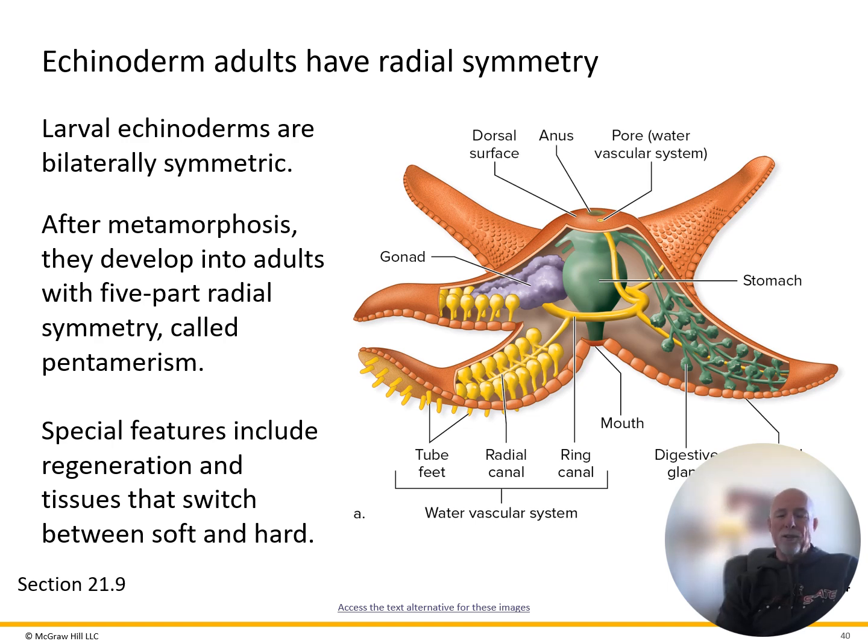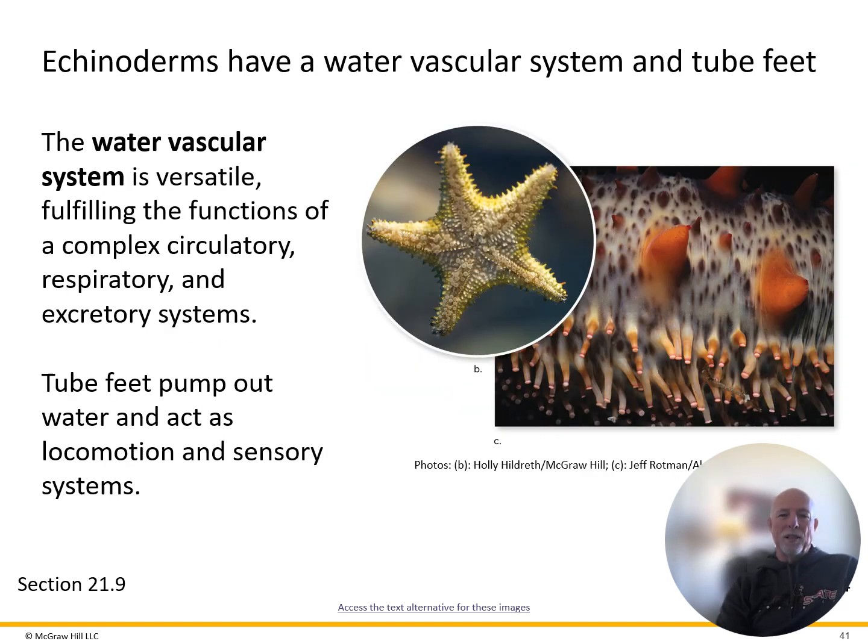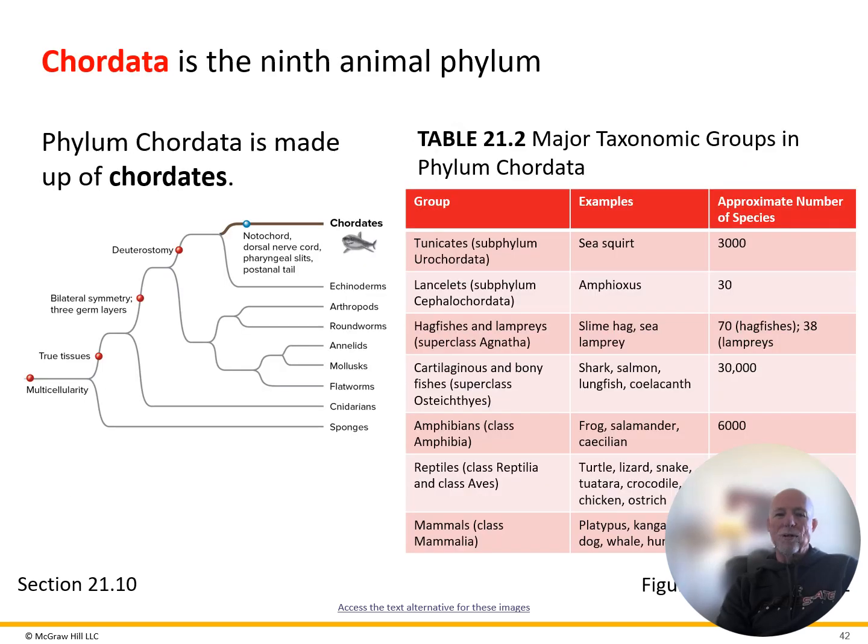Hey, here's a starfish, so many different types of starfish, and so many different numbers of appendages. They have a vascular system. They don't have blood, but they have a water vascular system that moves substances throughout their bodies.